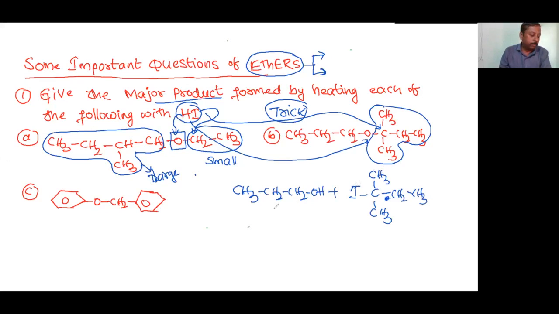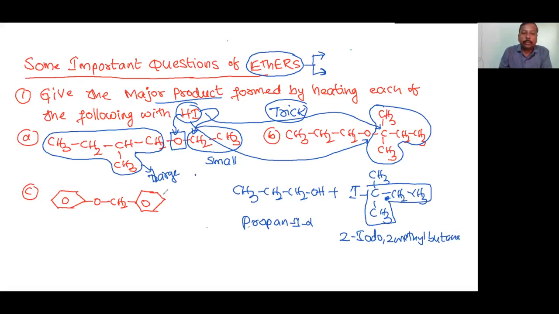So names, I think all of you can write them. Propan-1-ol. And here the naming will be done like this. This is the major chain. So 2-iodo-2-methylbutane. This is the second answer.